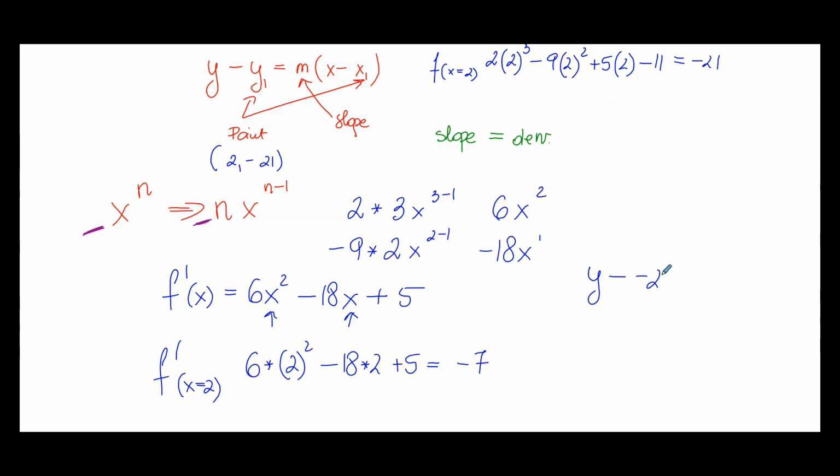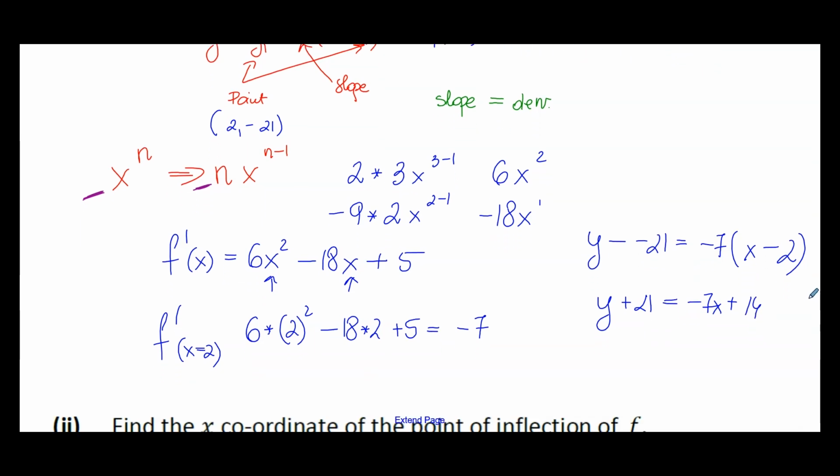So now I can write my equation of the tangent, which is y, minus the y coordinate, which is minus 21, equals the slope, which is minus 7, bracket x, minus the x coordinate, which is 2. And here we are told we do not need to simplify our answer. However, can't help myself, I have to multiply the brackets and change those minuses to plus. But anyway, we do not need to simplify the answer.